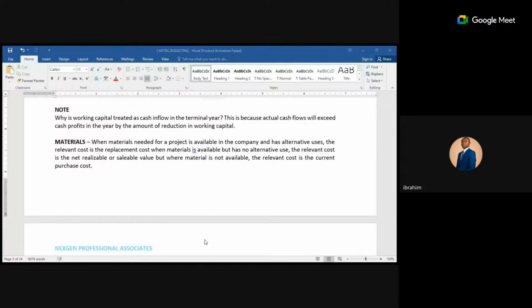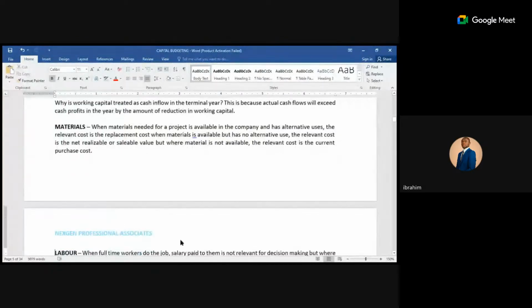Material analysis. We must understand that when the material is available and has alternative uses, the relevant cost is the replacement cost. When it has no alternative use, of course, we have to dispose of it, so the relevant cost is the sellable value. Then when it is not even available at all, you have to go to the market and buy the same material, which is the current purchase cost.